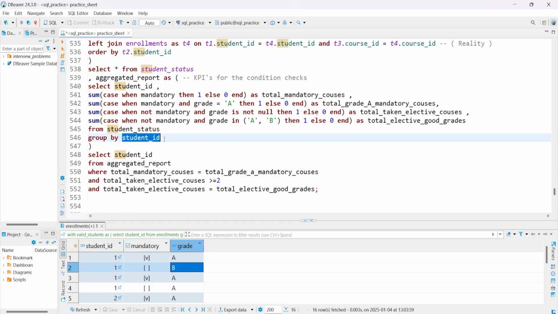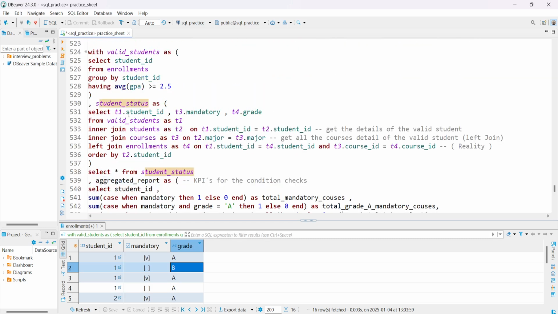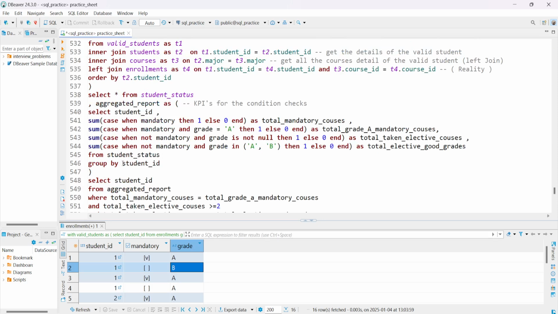So what we will do is we will use the student status table, which we created above, and we will group the data on the student ID, and we will use this very famous thing, that is, in the aggregate function, the case when statement. So what we are doing is, if mandatory, that means if this is true, then 1, else 0. So that will give you the total mandatory courses. Similarly, if it is mandatory and the grade is A, that is total grade A mandatory courses. Similarly, if it is not mandatory and grade is not null, that means total taken elective courses.